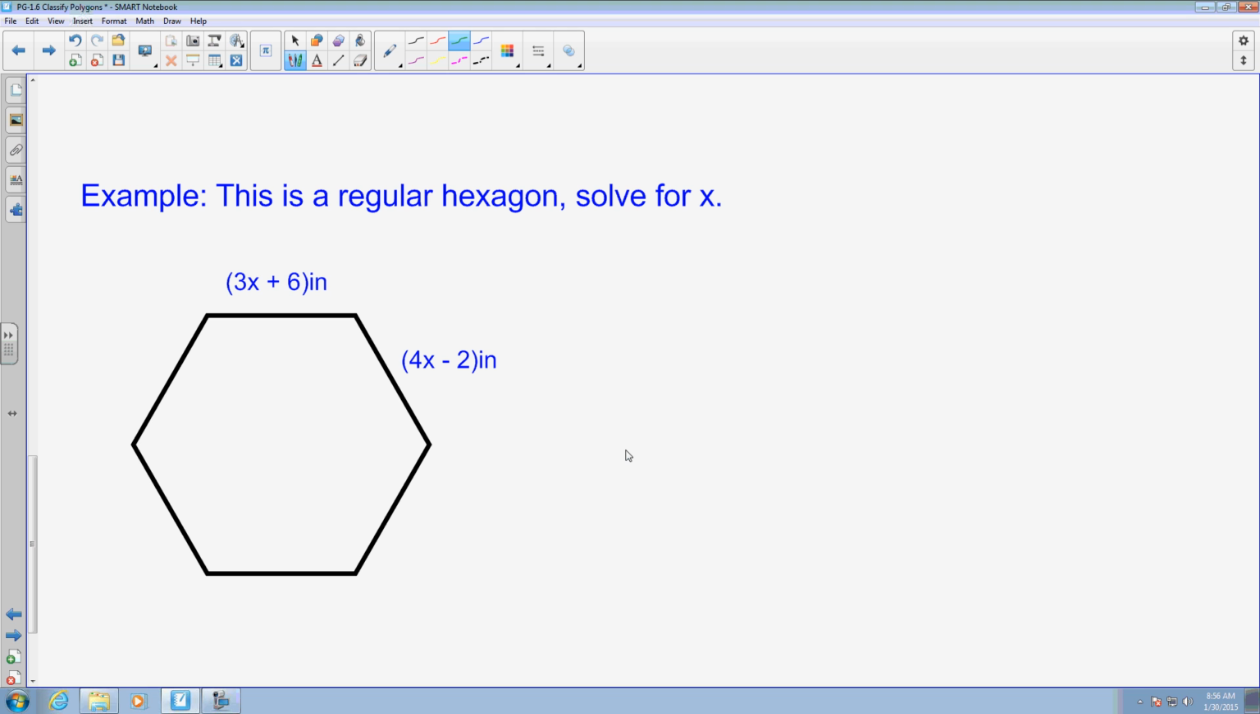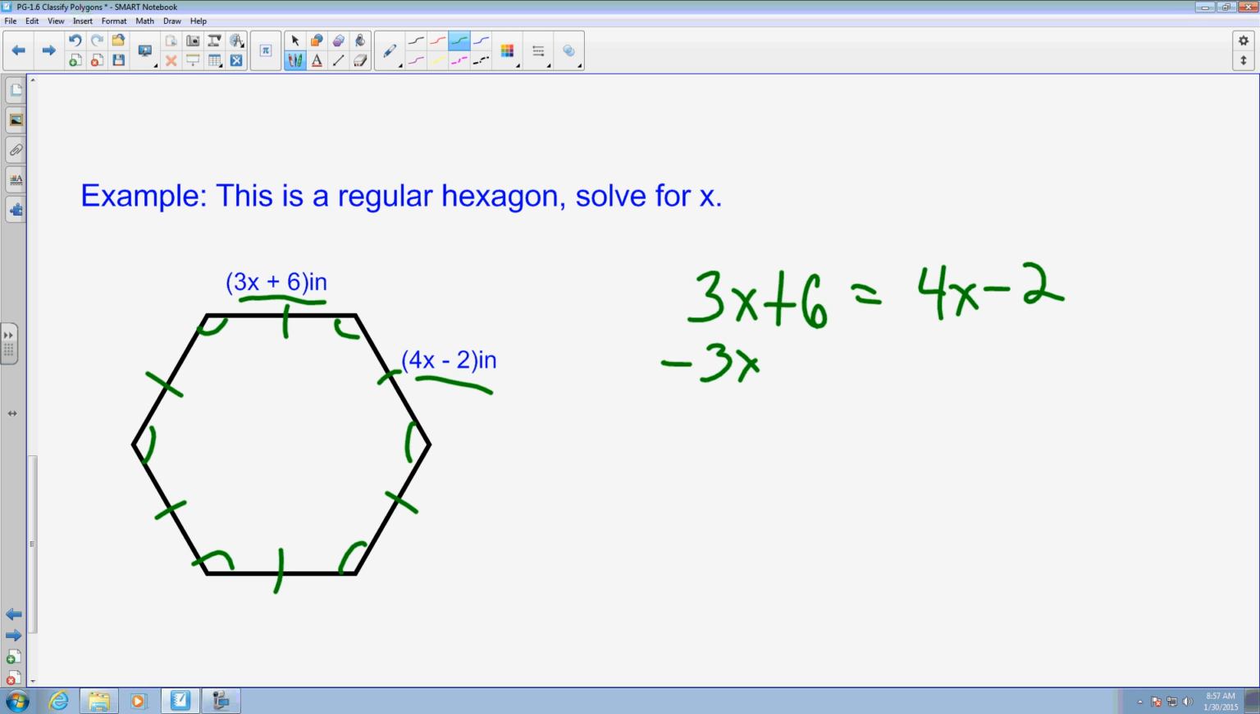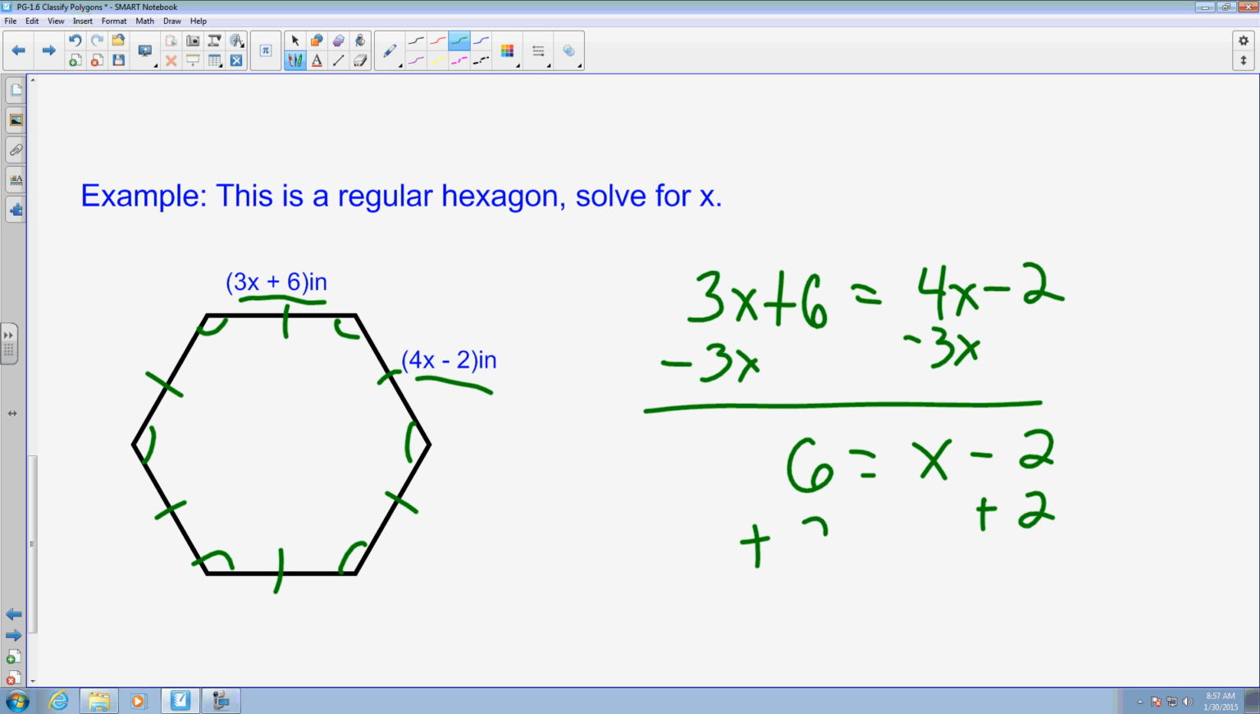Look over here. We have ourselves a regular hexagon, and we're going to solve for x. So regular again meant that all of the sides are the same, and all of the angles are congruent as well, and we want to solve for x. Since I know that this and this are the exact same thing, I'm going to set them equal to each other. So I take 3x plus 6, and set it equal to 4x minus 2. I'm going to subtract 3x from both sides, which gives me 6 on the left-hand side, and I'm left with x minus 2 on the right-hand side. To solve for x, I'm going to add 2 to both sides, so then x equals 8.